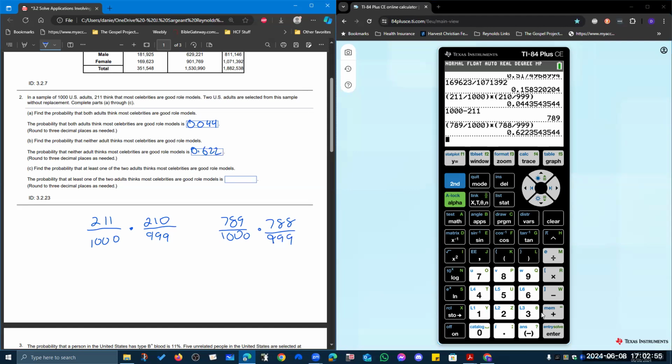All right. And now let's find the probability that at least one of the two adults thinks that most celebrities are good role models. So at least one is going to be the opposite of neither. So we're going to take this 0.622 that we just found and subtract it from 1. So 1 minus 0.622 is going to be 0.378.